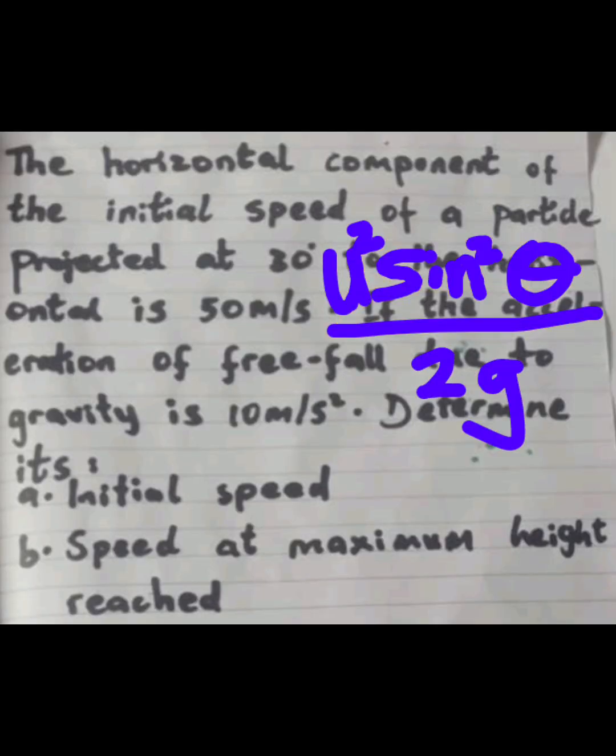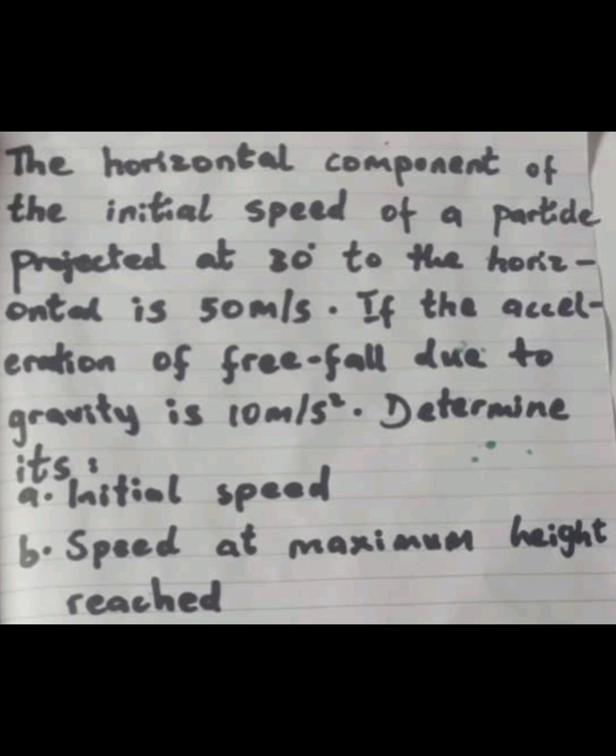Dear tutors, the horizontal component of the initial speed of a particle projected at 30 degrees to the horizontal is 50 meters per second. If the acceleration due to free fall, gravity, is 10 meters per second squared, determine its A, initial speed, B, speed at the maximum height reached.